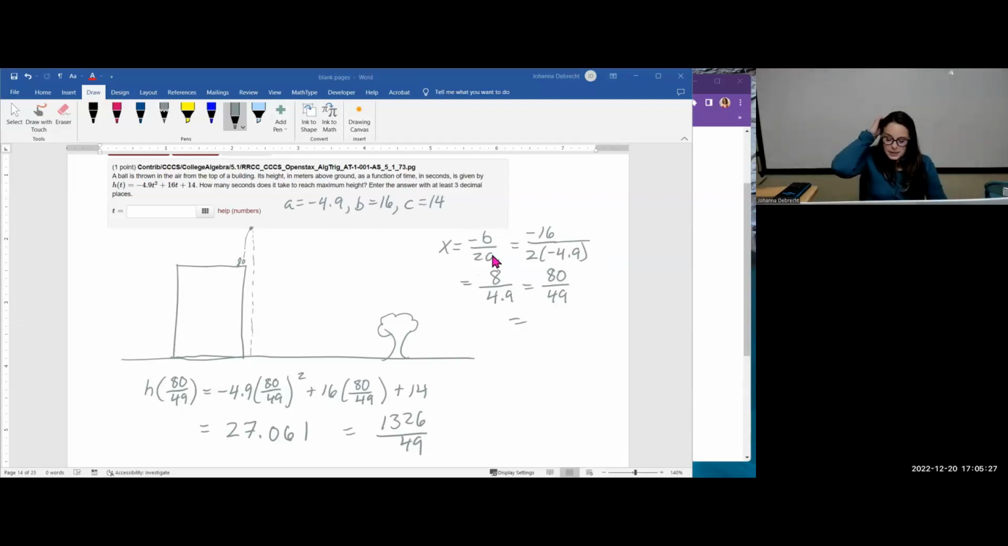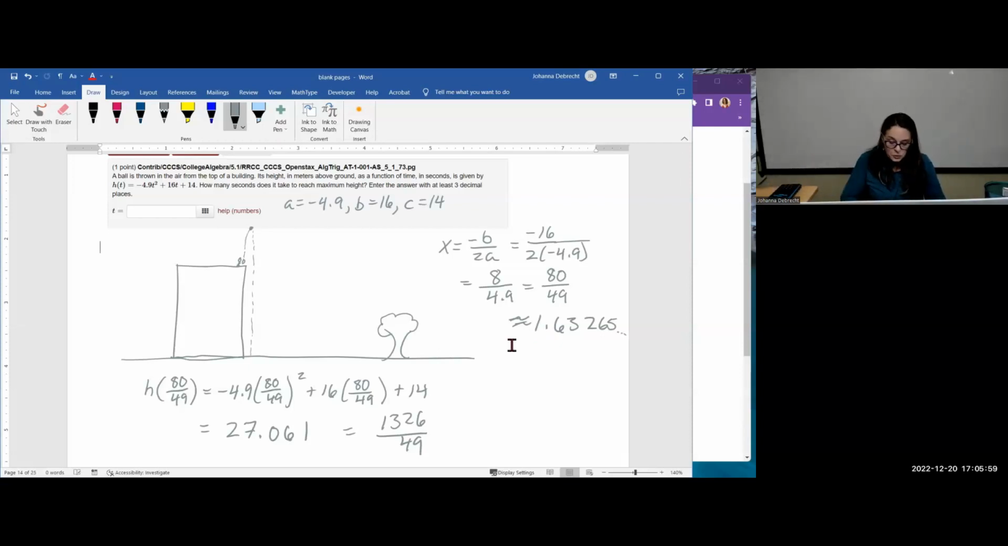So I did negative b over 2a, and I got 8 divided by 4.9, which is the same as 80 divided by 49. I'm multiplying top and bottom by 10, which of course 10 over 10 is 1, so I'm allowed to do that. So I got 80 over 49. Now, if I write this out as a decimal, this is approximately 1.63265. And then, I mean, it doesn't stop, it keeps going.